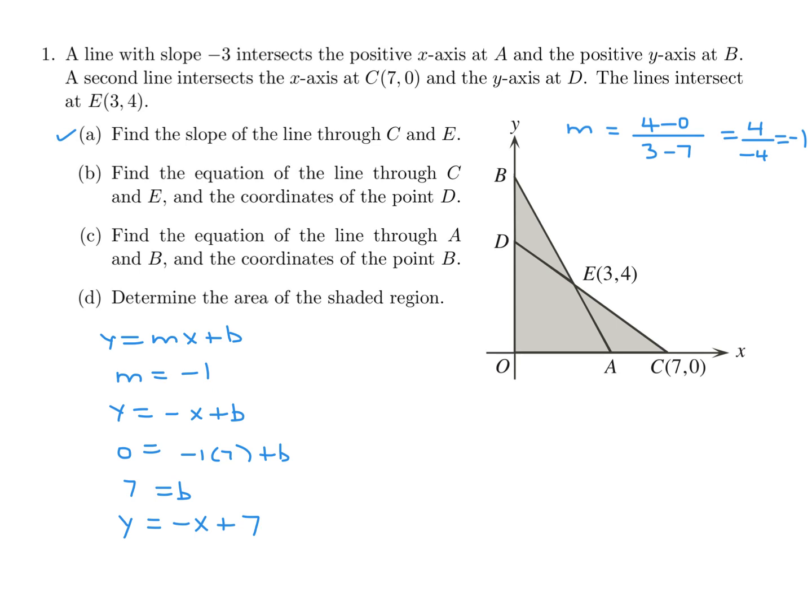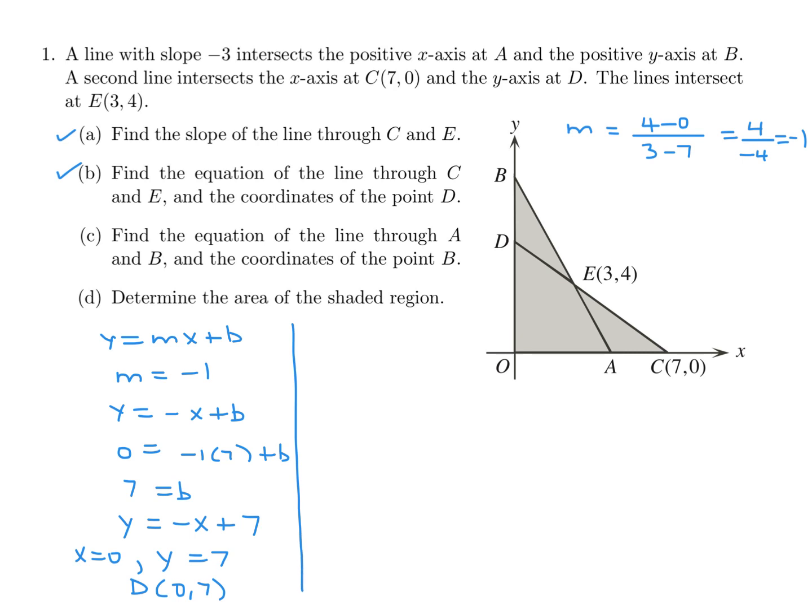And then they want the coordinates of the point D. Well, D is on the y-axis, so that means the x-coordinate is 0. So when x is 0, y is equal to 7. So D is (0, 7). That takes care of B.